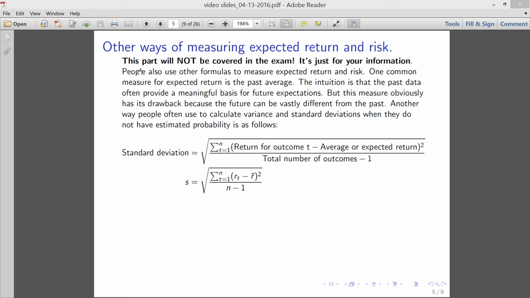Note that this part will not be covered in the exam. It's just for your reference, because this is oftentimes what people do in reality as well.